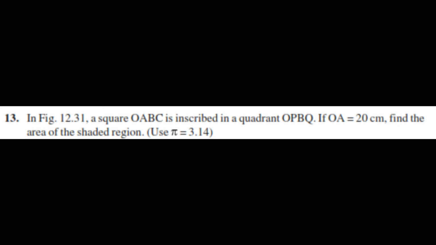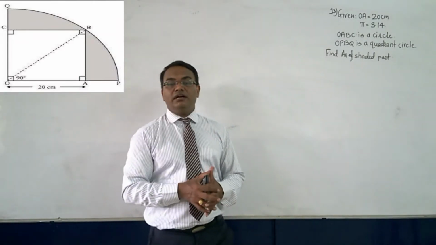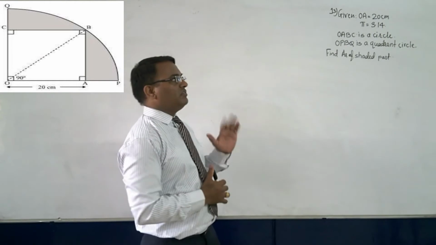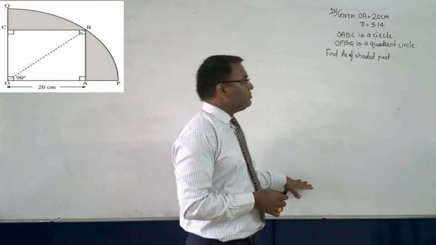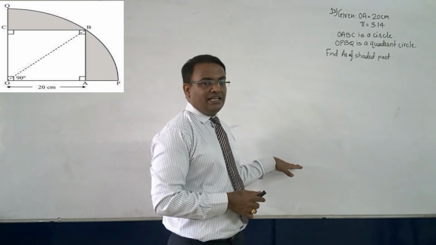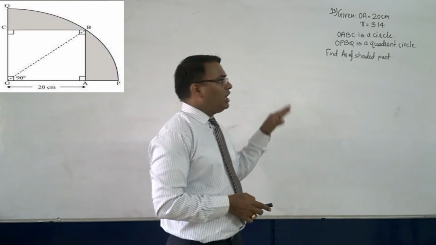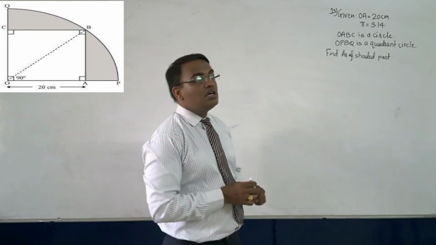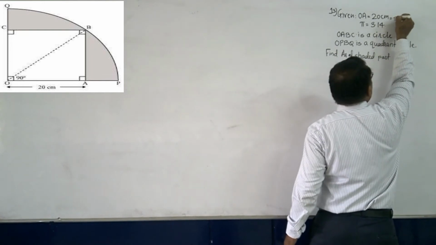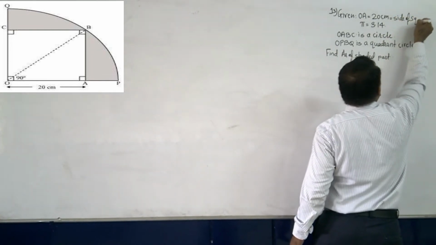In figure 12.31, a square OABC is inscribed in a quadrant OPBQ. If OA is equal to 20 centimeter, find the area of the shaded region. Use pi is equal to 3.14. Now let's observe the diagram. According to the diagram, OA is equal to 20 centimeter. And OA is nothing but the side of the square. Side of square, right?